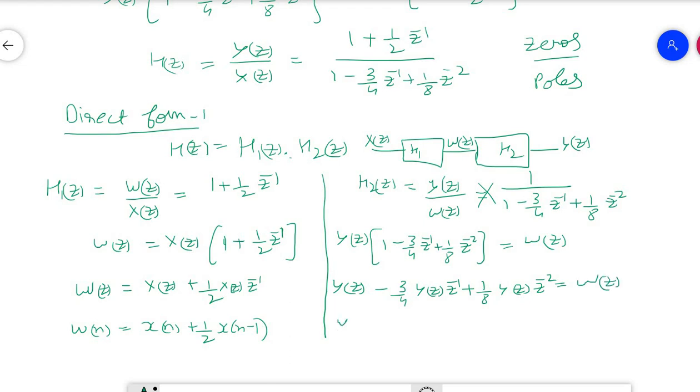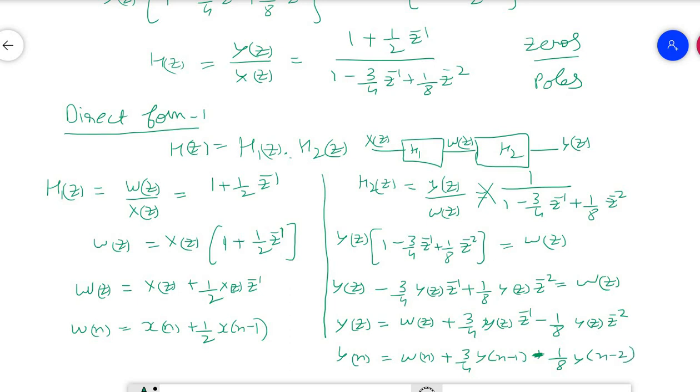So our output is in this Y(z). Take it Y(z) equal to W(z) plus 3/4 Y(z) z^-1 minus 1/8 Y(z) z^-2, and convert it into n domain. y[n] is equal to w[n] plus 3/4 y[n minus 1] minus 1/8 y[n minus 2]. So draw the realization of these two equations.